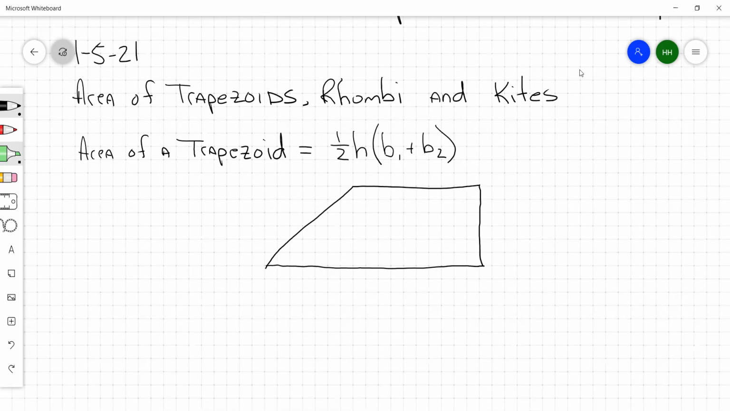Let's see. A trapezoid is a quadrilateral with exactly one pair of parallel sides. Okay, so the parallel sides, top parallel to the bottom. It doesn't matter if you call the top base 1 or base 2. We'll call this base 1, and we'll call the bottom one base 2. The only thing that you have to be sure to do is use the parallel sides as your bases.